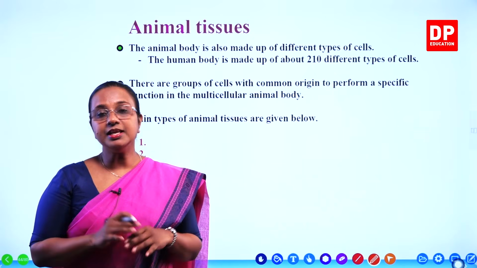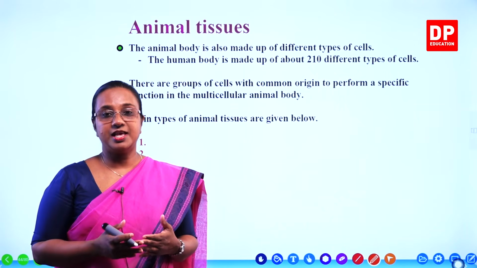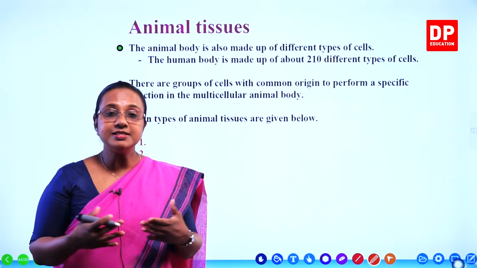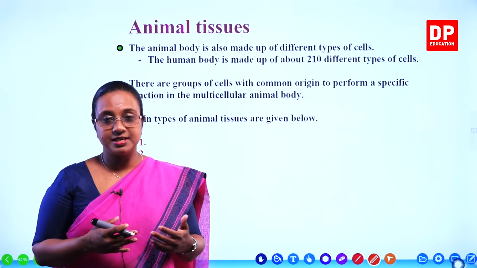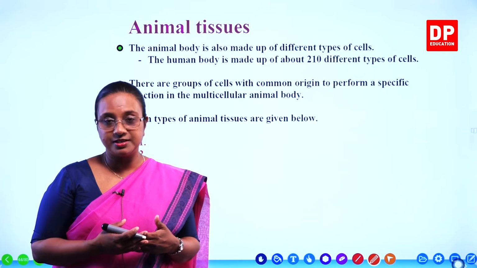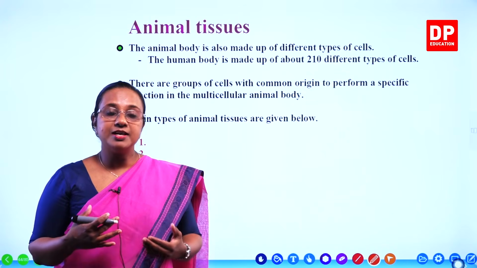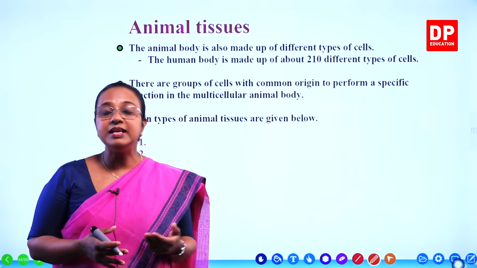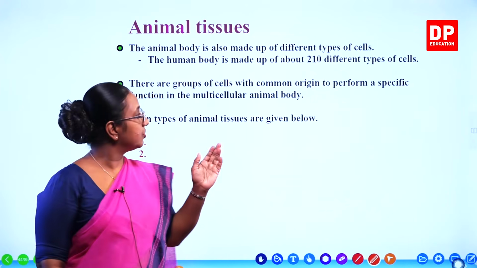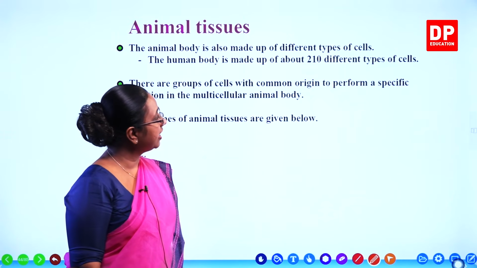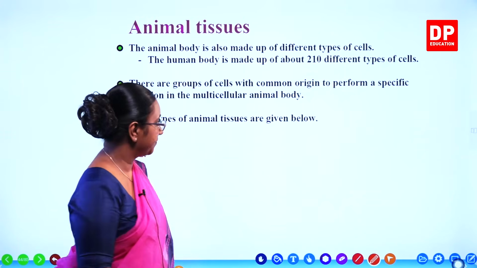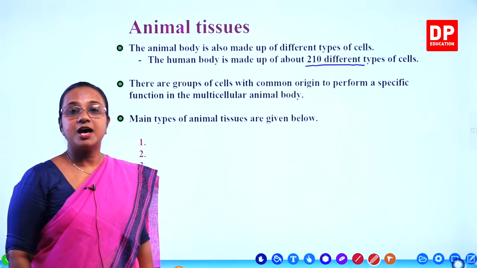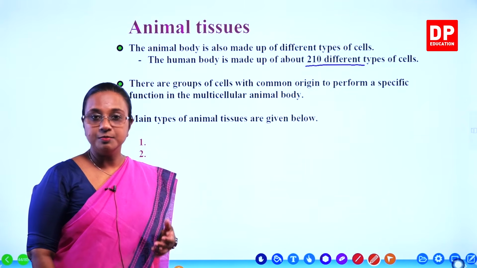The normal skin is made up of a certain type of cell, whereas your hair, that is also on the skin, is of a different type of cell. Then the nails are of different types of cells. So likewise, if you look at your full body, it is made up of many different types of cells. So remember this, there are about 210 different types of cells in the human body.